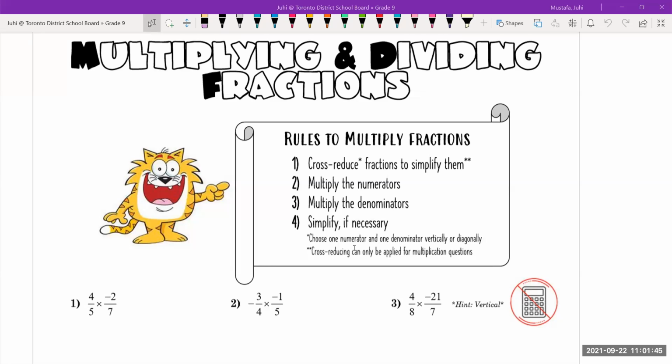Cross-reducing can only be applied for multiplication questions. So the special trick I'm teaching you can only be done when you have a multiplication line. You cannot do it for addition.